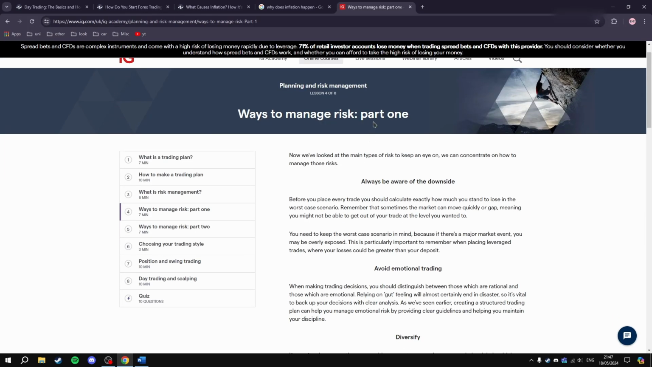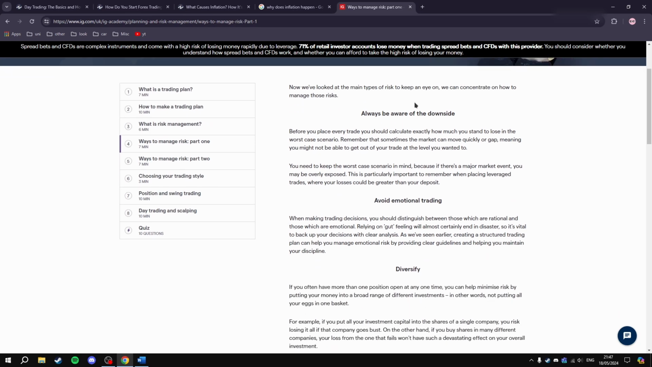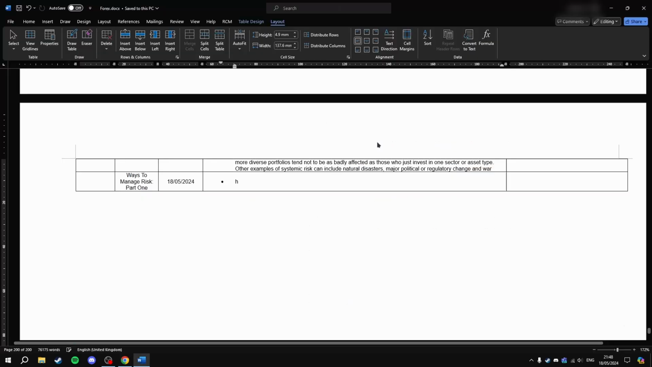Now we've looked at the main types of risks to keep an eye on, we can concentrate on how to manage those risks. Always be aware of the downsides. Before you place every trade, you should calculate exactly how much you stand to lose in the worst case scenario. Remember that sometimes the market can move quickly or gap, meaning you might not be able to get out of your trade at the level you wanted to. You need to keep the worst case scenario in mind, because if there's a major market event, you may be overly exposed. This is particularly important to remember when placing leverage trades, where your losses could be greater than your deposit.